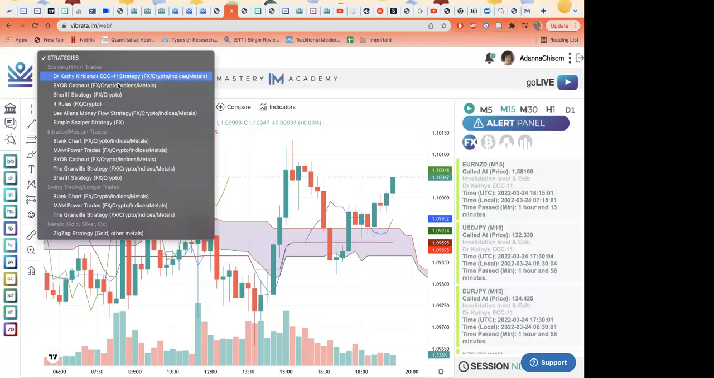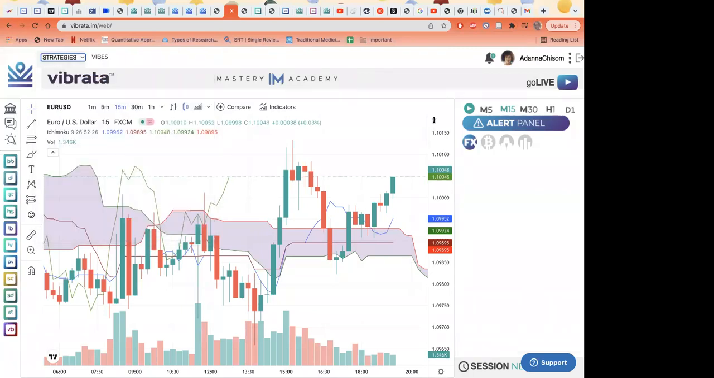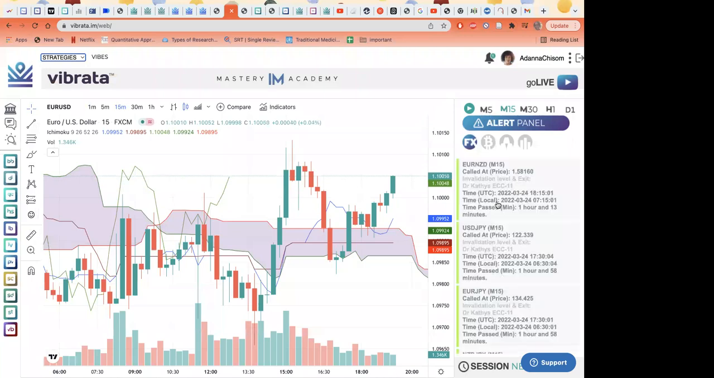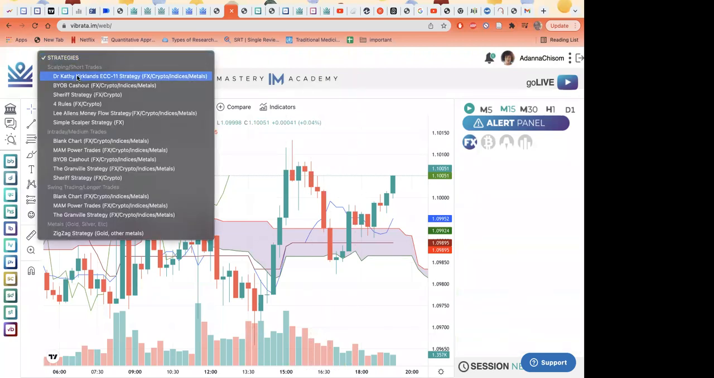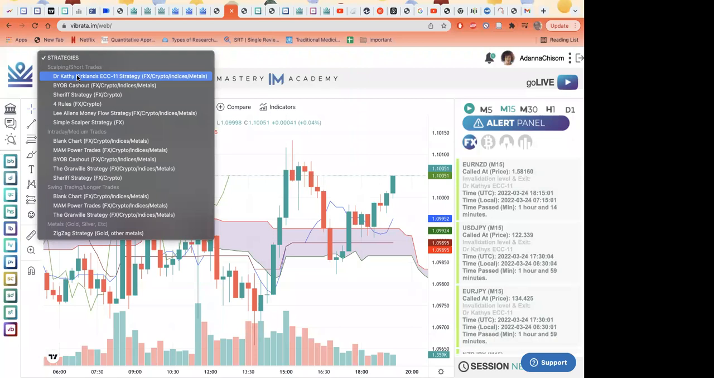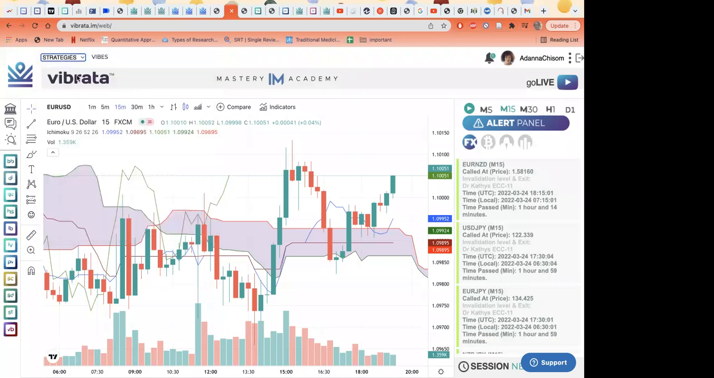Frankly, you could literally take a trade idea without using any of these strategies. You see this happen all the time where it goes off and it comes on. That's because it tries to update. Once a trade is called out on this right hand side, you could take it as it is, just without using a strategy. But when we begin to apply strategies to what we do, let me click on Dr. Katie. Tonight I'll be focusing on the ECC 11 strategy, which is actually the most common strategy when you are dealing with Vibrata.